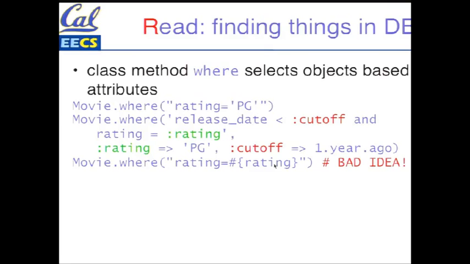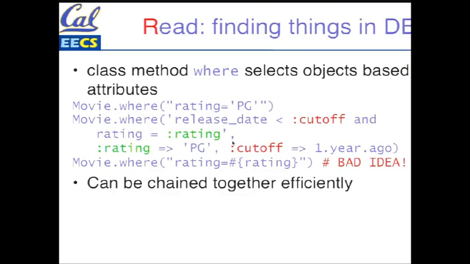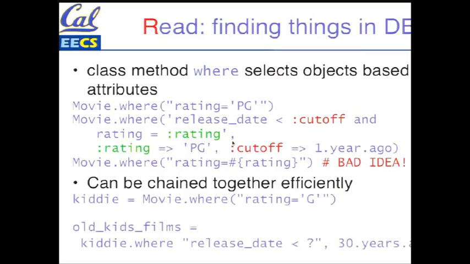Right? That's the reason that Rails provides these shortcuts. And if you've used other systems, this is often called doing a prepared SQL statement. Instead of building it up yourself, you're using a combination of macros and symbols to build it up. You can chain wheres together. So I could say kiddie movies are those where the rating is G, and old kiddie movies are kiddie movies where the release date is earlier than 30 years ago.